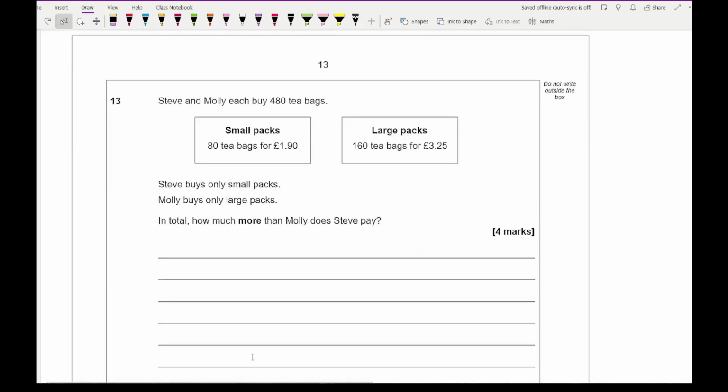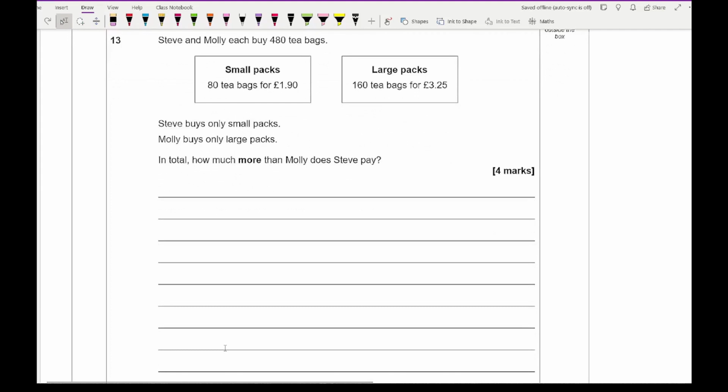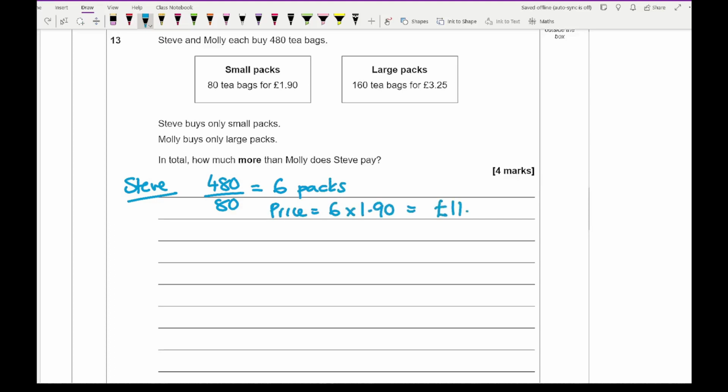Moving on to question 13, it says that Steve and Molly each buy 480 tea bags. And we've got our two combinations. Steve buys only small packs and Molly buys only large packs. In total, how much more than Molly does Steve pay? So let's first of all work out what Steve pays. He wants 480 and it comes in packs of 80. So if we divide that by 80, I get that he's going to need 6 packs. So the price of that is going to be 6 times £1.90, and that comes up to a total of £11.40.